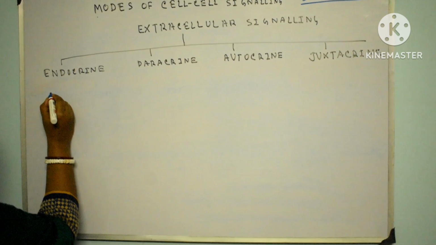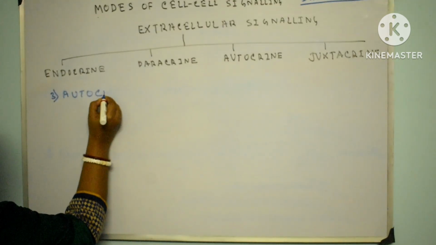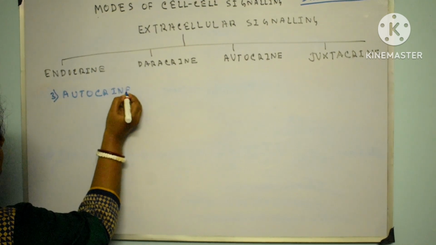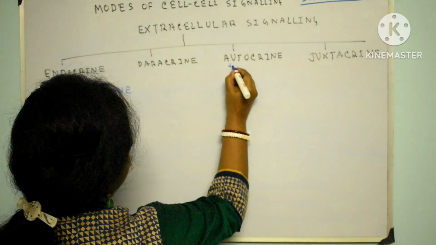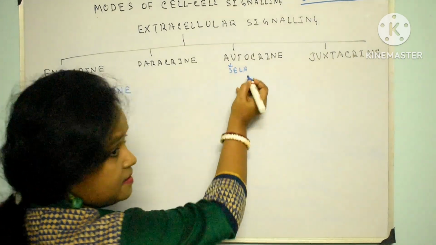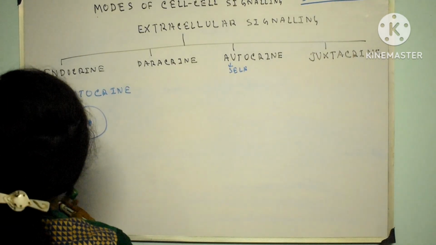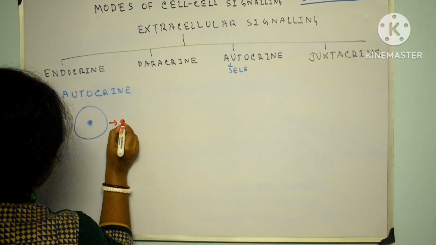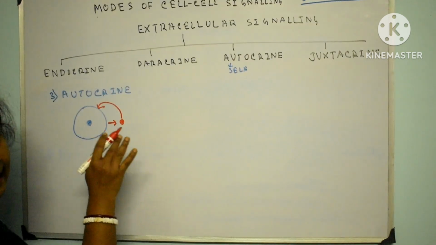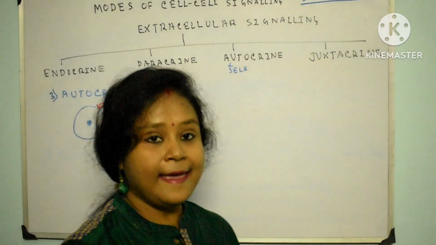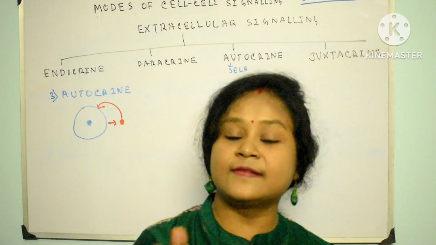Autocrine signaling, point number 3. Auto means self, all of us know. Secreting cells secrete signal molecules, and these signal molecules can react to their own cell. This is autocrine signaling. Example, the vertebrate immune system.